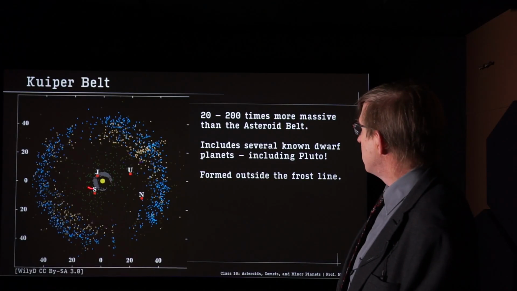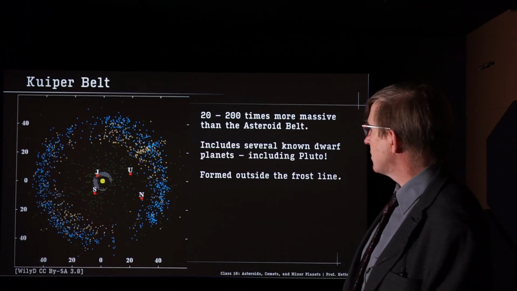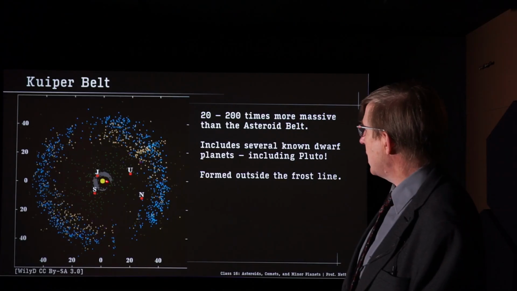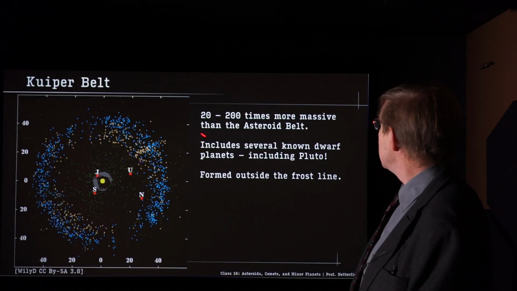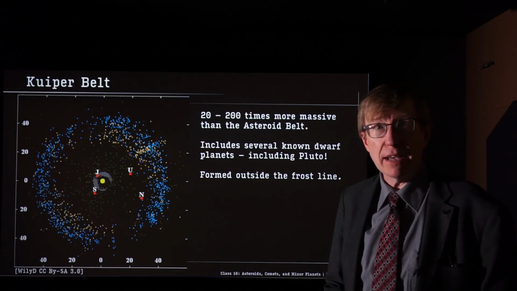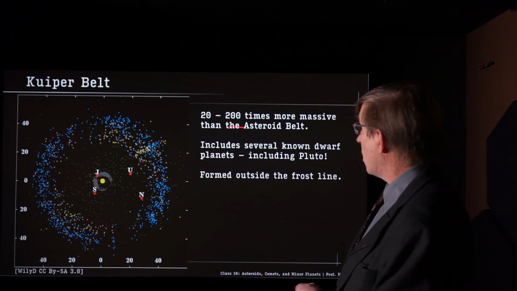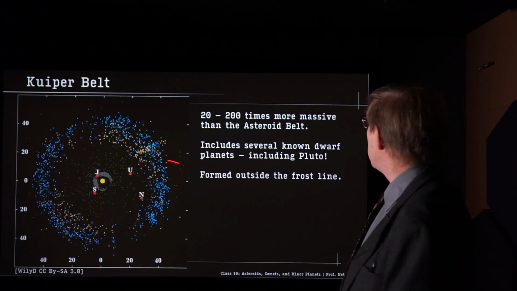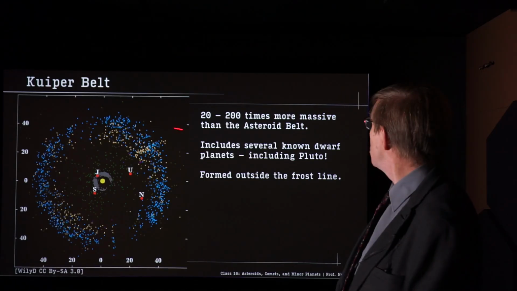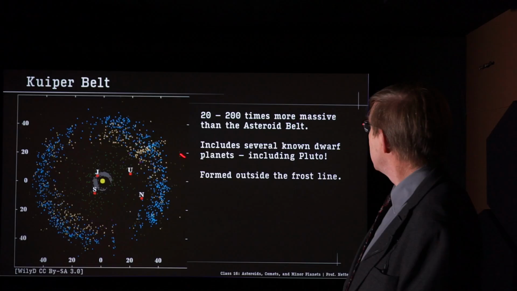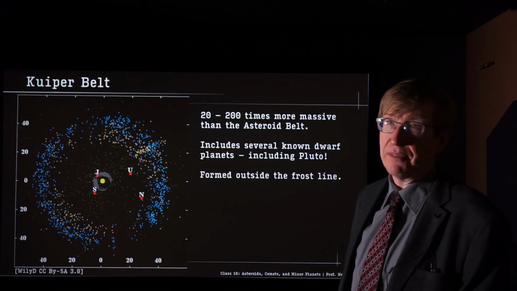If you go out, well past the orbit of Neptune, you get another belt of objects. So in here was the asteroid belt. Out here is another belt of objects called the Kuiper belt. It's 20 to 200 times more massive than the asteroid belt. Now, we don't know. It's really, really hard to measure these things, as we'll see in a minute. But there's a lot of stuff out there. 20 to 200 times more massive than the asteroid belt. It includes several known dwarf planets. And we expect that there's many more that we haven't detected.